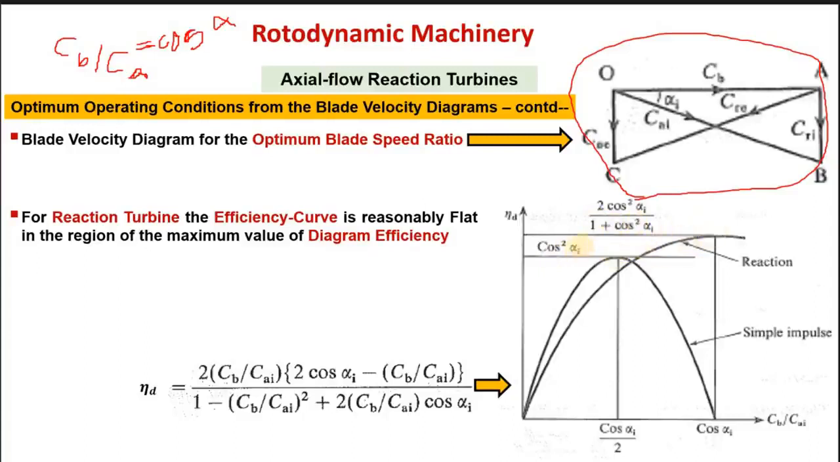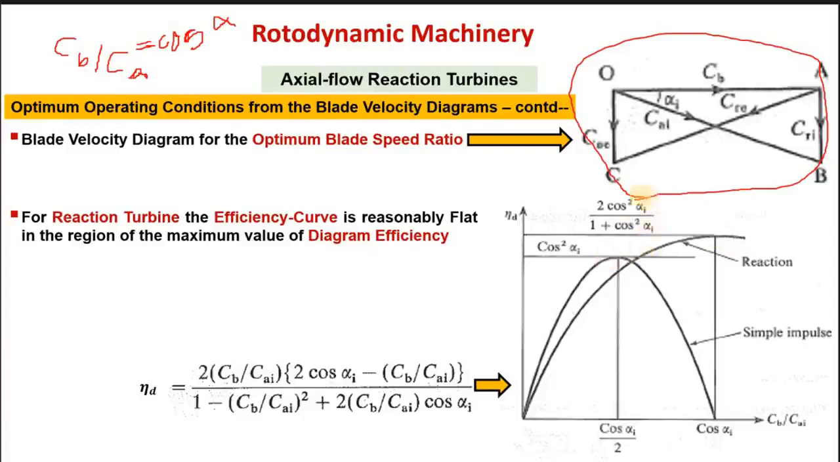We have also discussed that the maximum is not the same. This maximum will be the same if alpha is equal to 0. Both will have maximum of 1, but the maximum will occur at different points. But for any other value of alpha, always reaction turbine will give you higher efficiency than the corresponding impulse turbine.